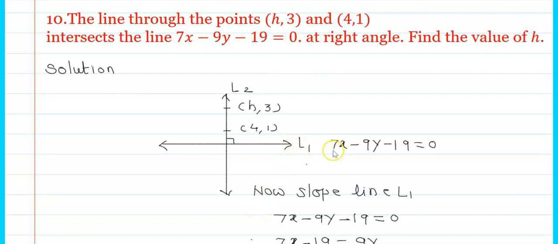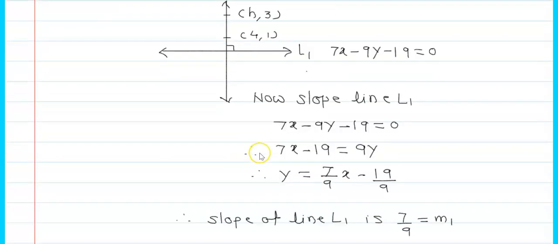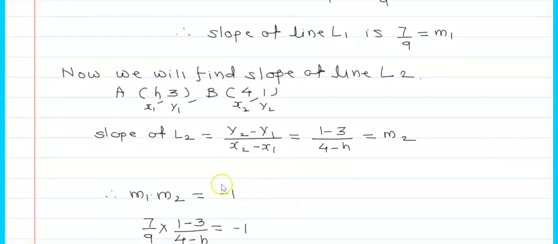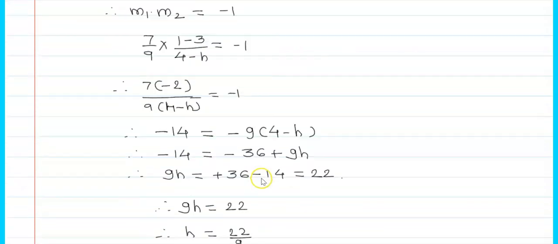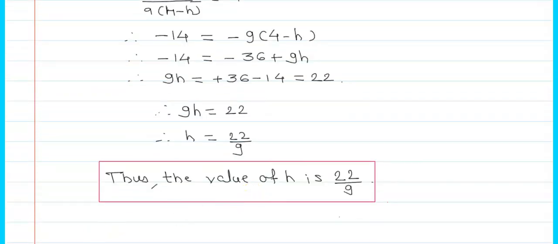L1 equation is 7x minus 9y minus 19. On L2 there are the 2 points h, 3 and 4, 1. As the lines are perpendicular at right angle, the product of the slopes is minus 1. You first find the slope of the first line, then find the slope of the second line, take their product and simplify.